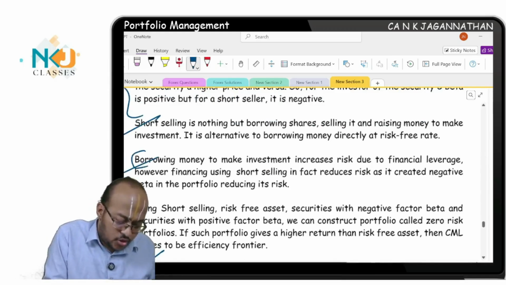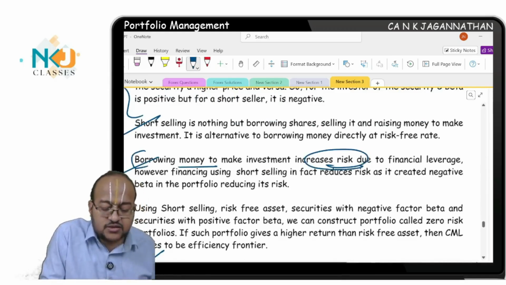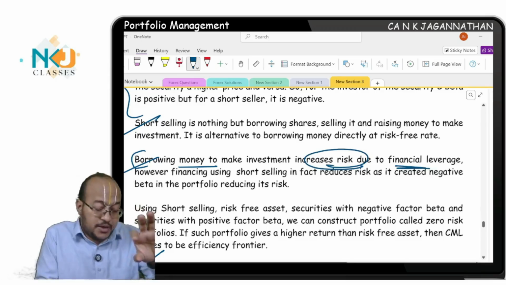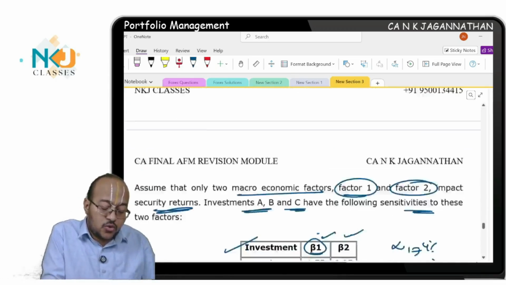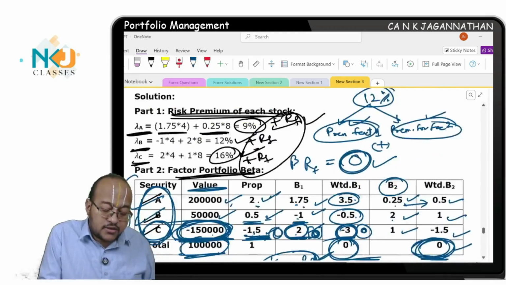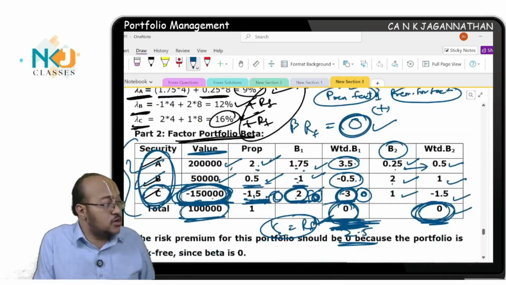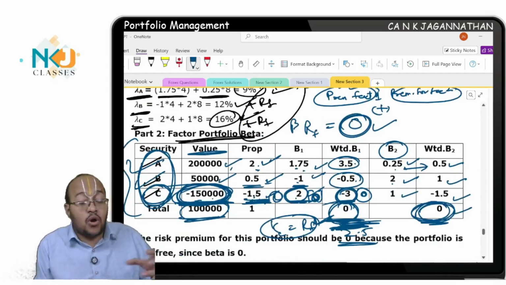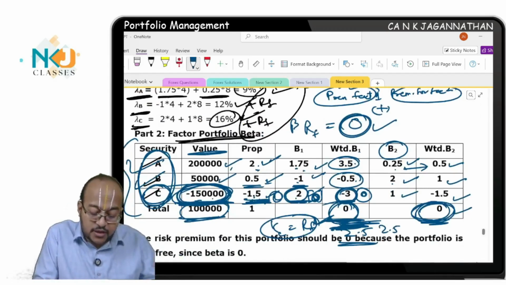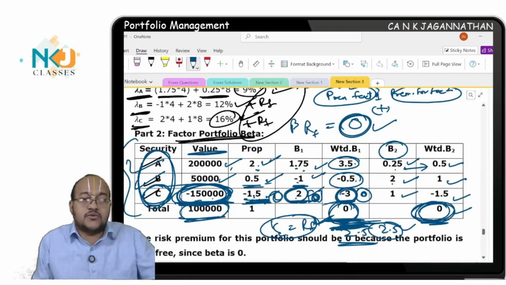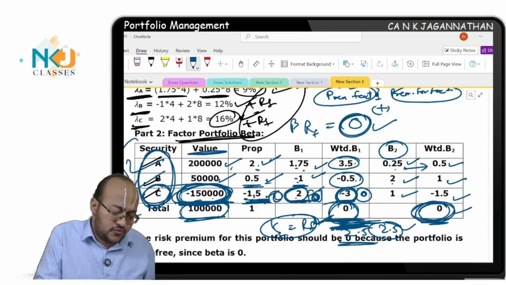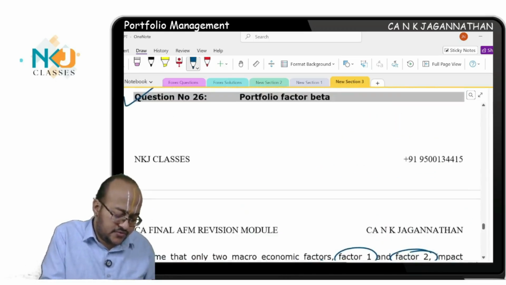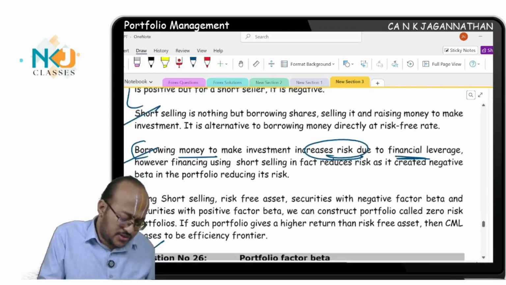Borrowing money. See here, borrowing money to make an investment increases risk due to financial leverage, which means, as I told you, the portfolio risk can even be reduced to zero if you short sell, but this portfolio risk cannot be reduced to zero when you borrow. I told you still 2.5 will be the risk left, because of the positive beta situation, right? This is what I wanted to discuss, hence I've discussed it here. Please go through the notes, everything I've given.